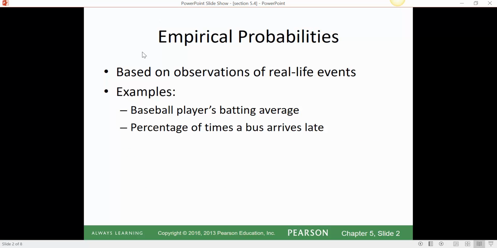All right, so remember, empirical probabilities are based on observations of real life events, right? So things that are really happening. And these are just a few examples of empirical probabilities, right? Like a baseball player's batting average is an empirical probability. And the percentage of times a bus arrives late is an empirical probability, right? So we're actually getting this from real life events.